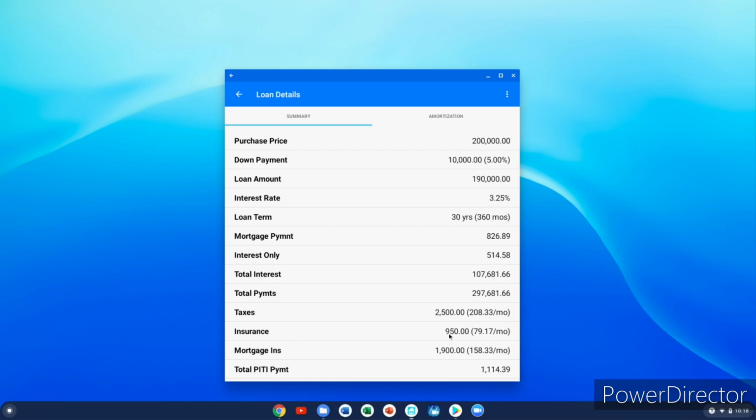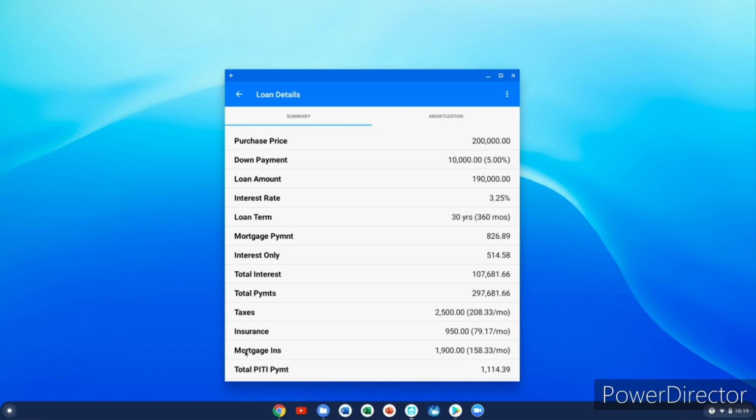Same thing applies for our homeowner's insurance. The calculator said, okay, you told me $950 for the year, so I'm going to divide that out over 12 months. 950 divided by 12 equals $79 per month. And it is also going to include that into your mortgage payment in a second. Remember, this number right here does not quite yet include our escrow, our taxes, and our insurance. You're going to see that in a second.